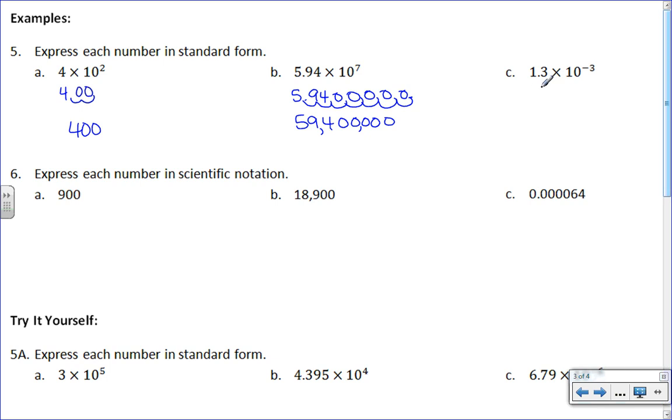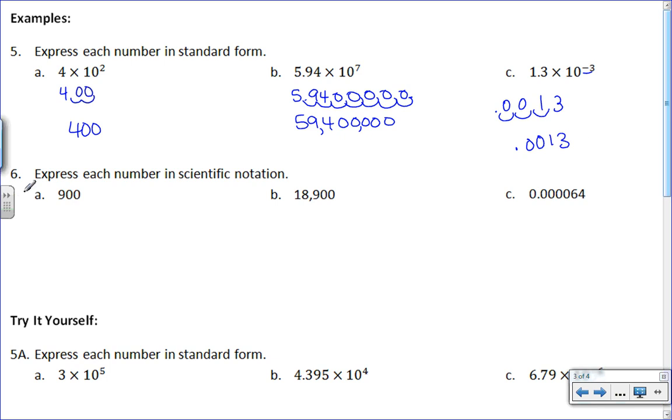Alright, let's do C. We have 1.3 times 10 to the negative third. So starting with 1.3. Now we have a negative exponent on the 10, which means that this number needs to be smaller. So we don't want to move the decimal to the right. That would make the number larger. We want to go 3 places to the left. So 1, 2, 3. So this is 0.0013.